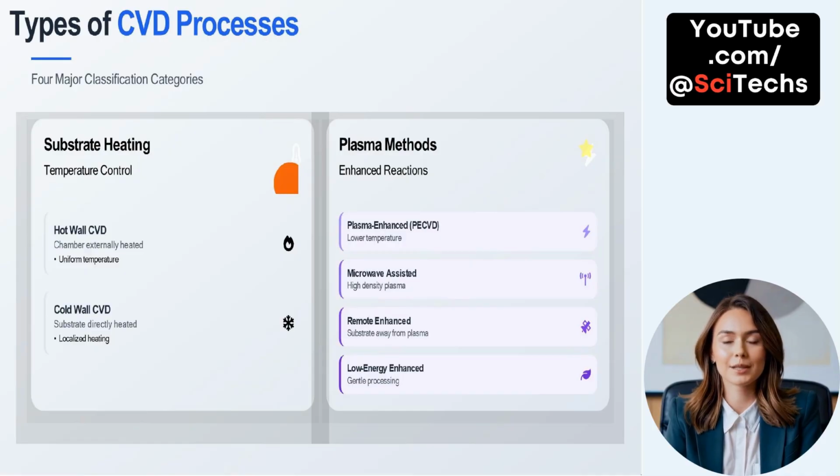Plasma-enhanced CVD, or PECVD, allows deposition at lower temperatures, making it ideal for heat-sensitive materials. Microwave-assisted CVD produces high-density plasma, promoting rapid and efficient film growth. Remote-enhanced methods keep the plasma source away from the substrate to minimize damage. Finally, low-energy enhanced CVD uses gentle plasma conditions to reduce defect formation, enabling precise and delicate processing.